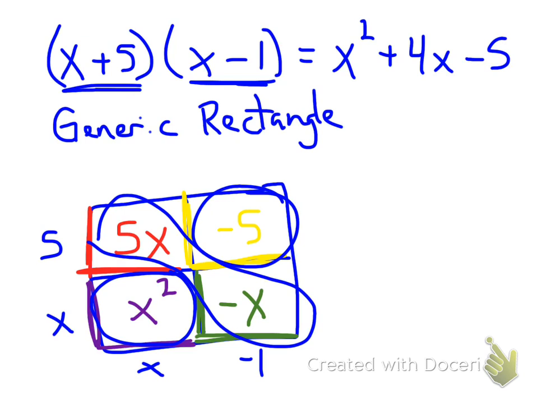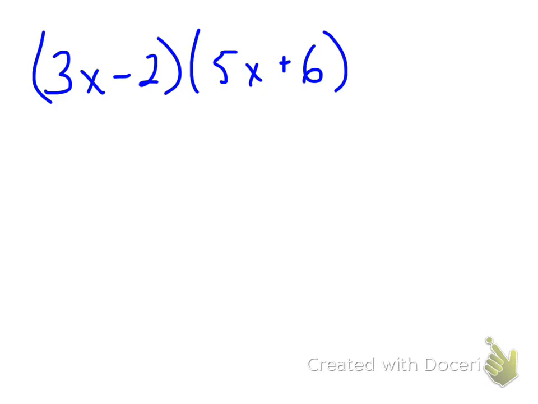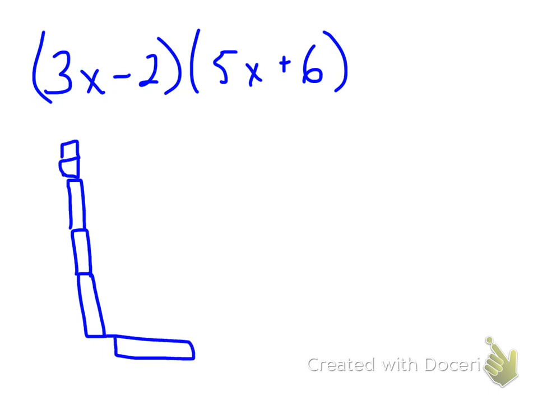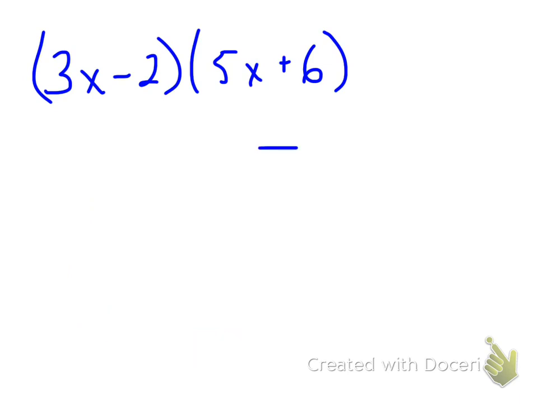My last example, 3x minus 2 and 5x plus 6. If I tried building this with tiles, this would just get really huge because I'd have to have 3 x's, and then I'd have my negative 2, and I have to have 5 x's this way, and it would just get really large. So instead of doing that, the generic rectangle makes this problem much easier.